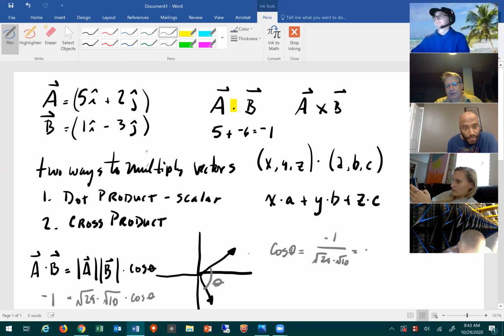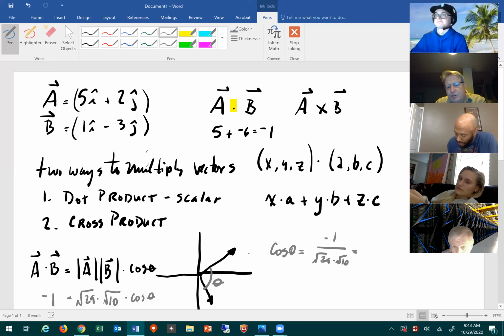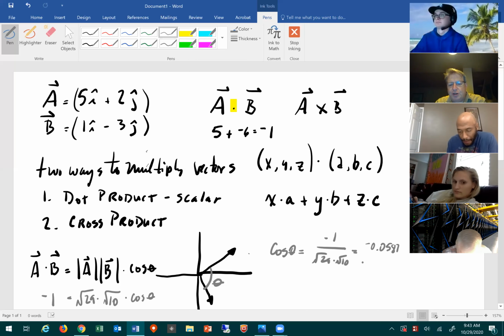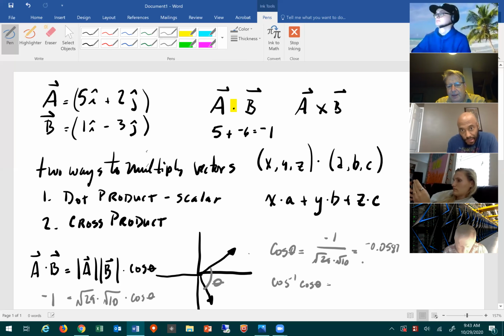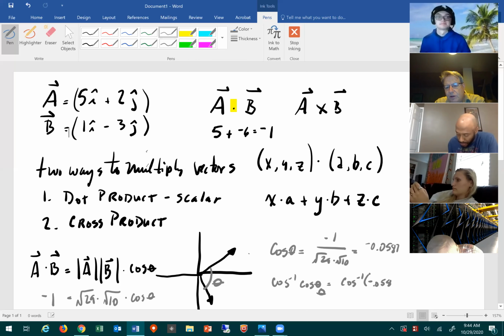Just give me the number. -1 over square root of 29 times the square root of 10. Negative 0.0587. Okay. And then I take the inverse cosine. So the inverse cosine, just like anything else, theta is the inverse cosine of that number. If you're in degrees, that should get you theta equals 93.4.